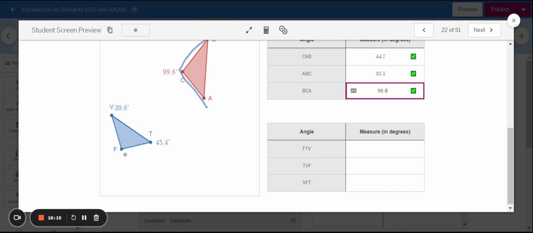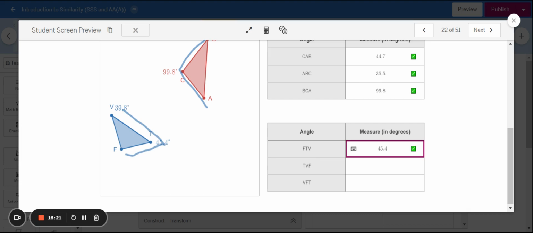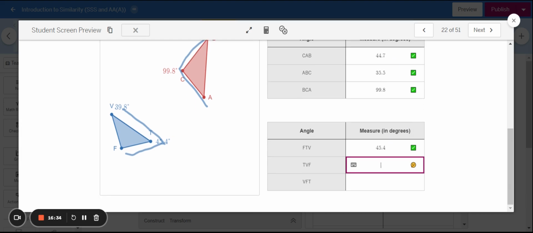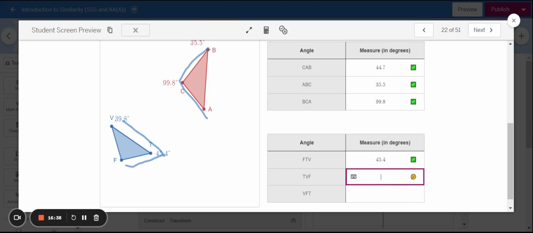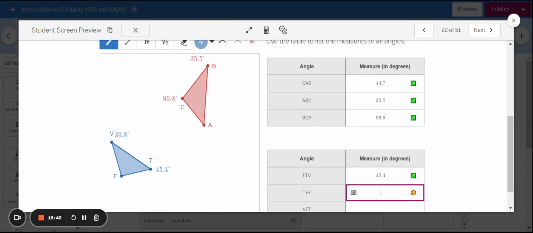FTV. FTV is there. So that one is 45.4. Noticing already that these aren't going to match because that says 45.4 and this says 44.7. Those are different. So automatically these are not going to be similar, but we're going to keep going so we can get the practice. Okay, so TVF is the next one.